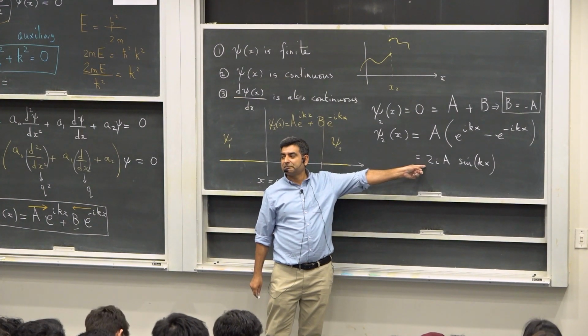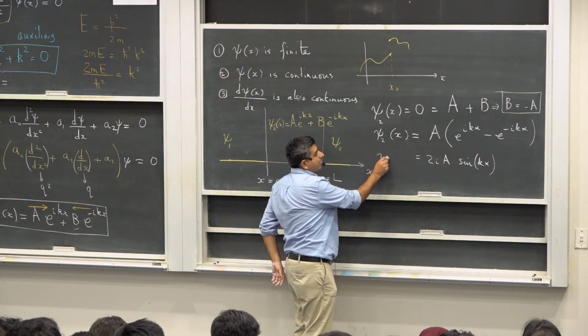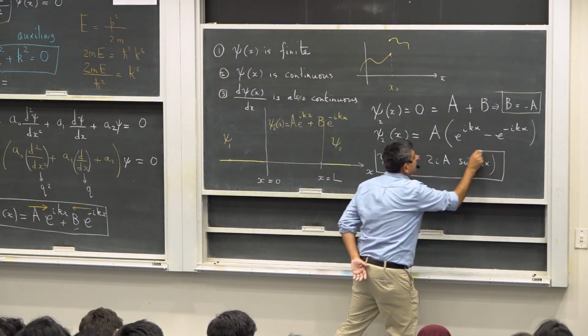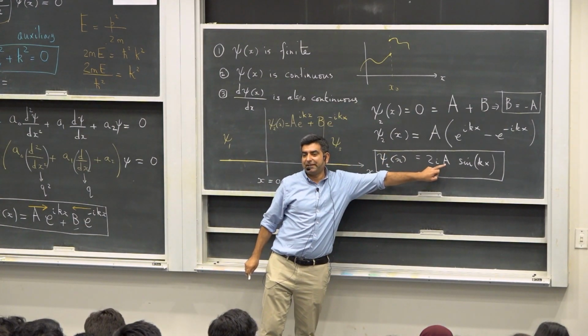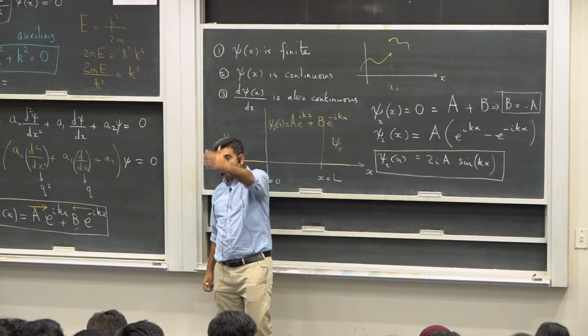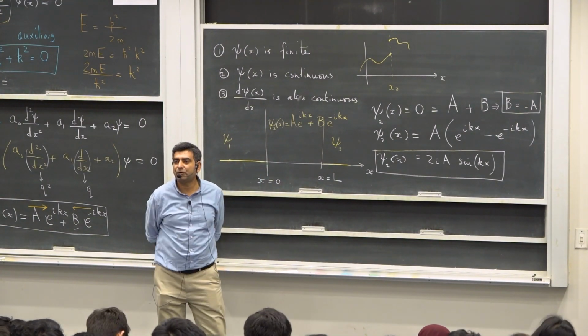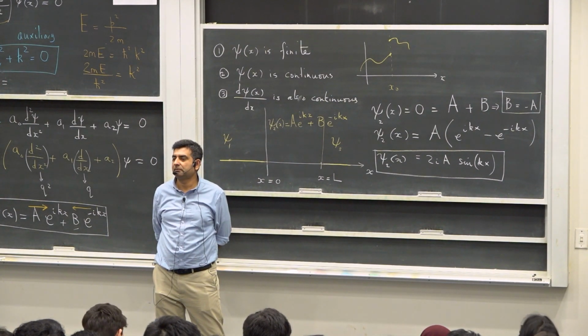And at x equals 0, this is a plus b, because I put 0 here, this becomes 1, and so on. So at least I have some more information from the properties of the wave function. That information is that a and b, the two unknown coefficients, must add up to 0, which means that b must be equal to minus 1.